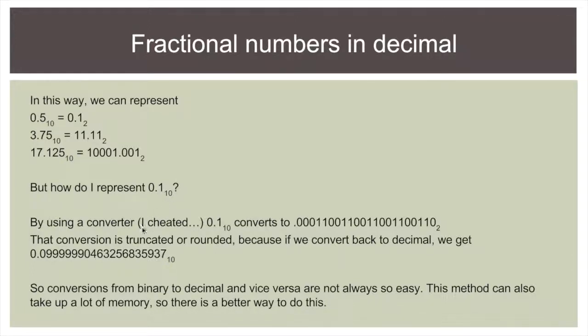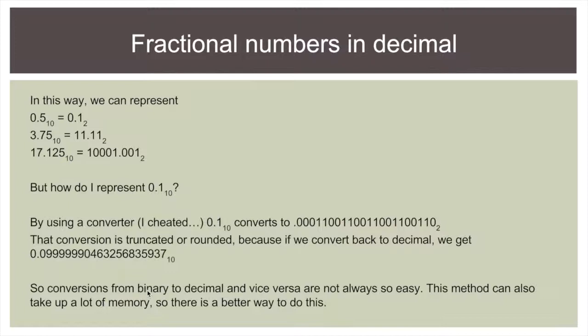We can use a converter, and I cheated because I did, and it converts to this, 0.000, and you can read the numbers there. The problem is that this conversion is truncated or rounded, because if I then take this number and convert it back to decimal, I get this, which isn't 0.1. So the problem is that it can't do it exactly the same way. It's not going to be exactly the same number.